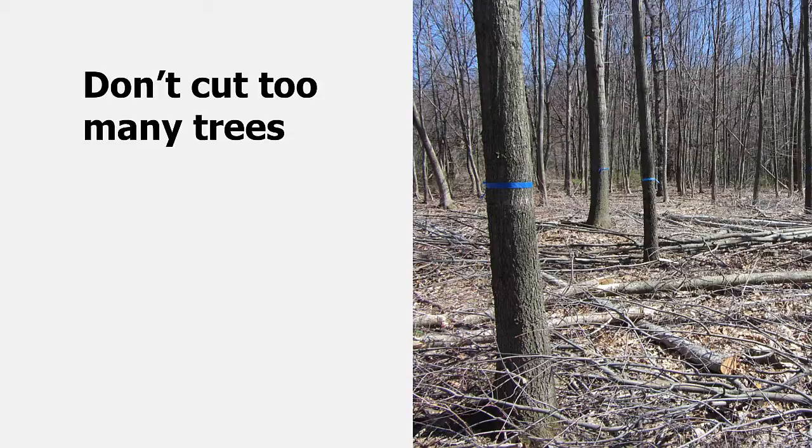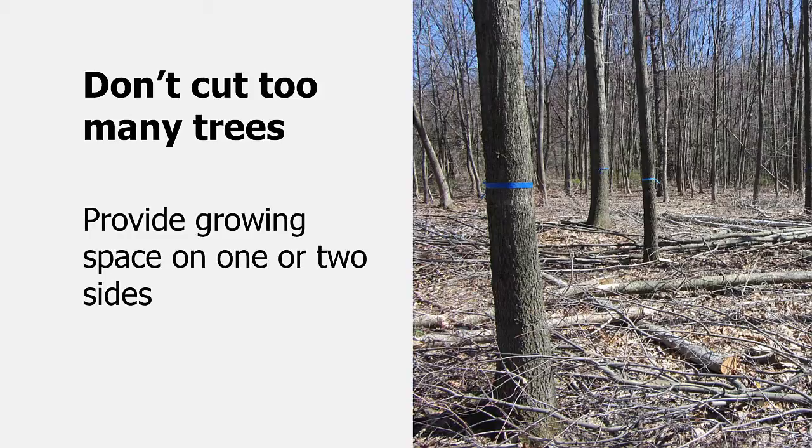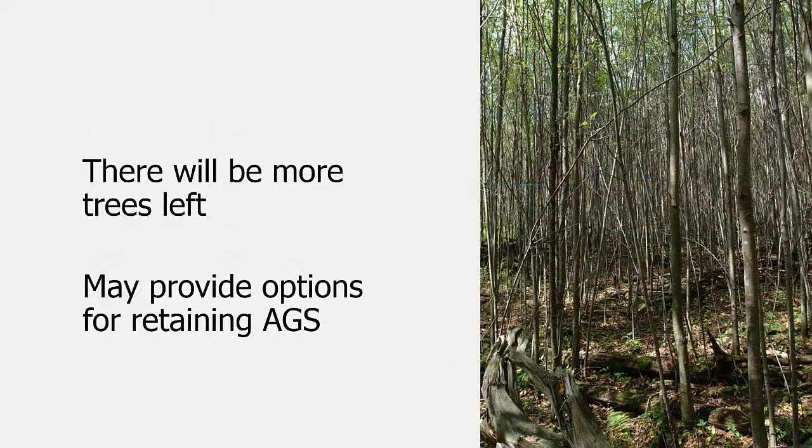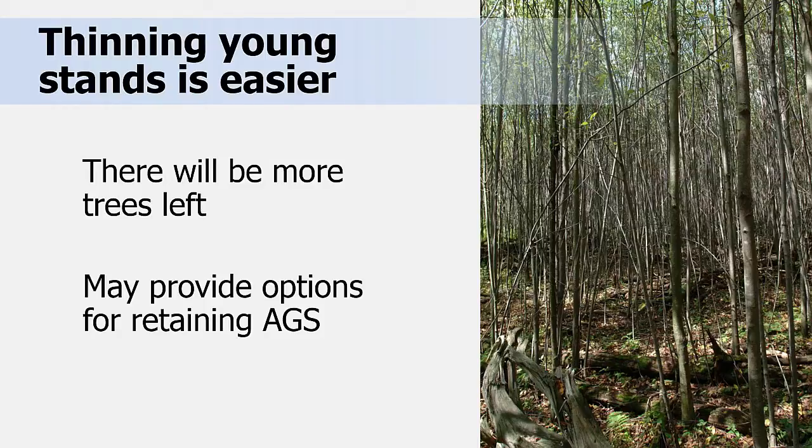In the thinning decisions, look to provide growing space on only one or two sides. This point links back to the earlier comment on abraded crowns. Thinning in young stands is much easier than in older ones. In younger stands, while you may have released around 100 or so stems per acre, there will likely be more trees left. In later silvicultural treatments, these trees may provide options for retaining ags.